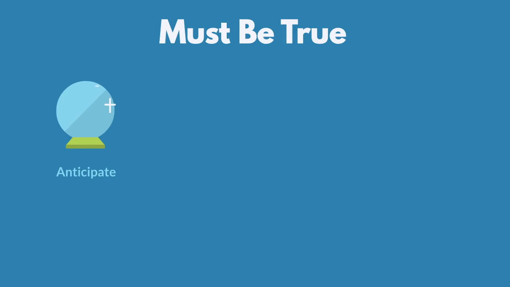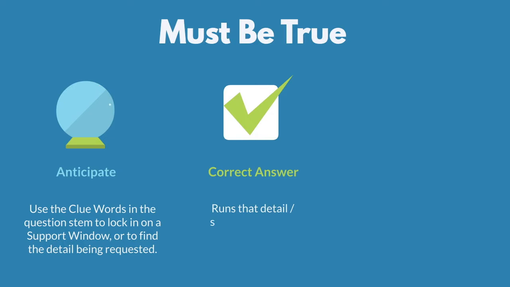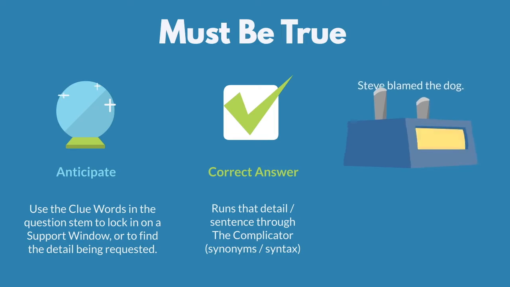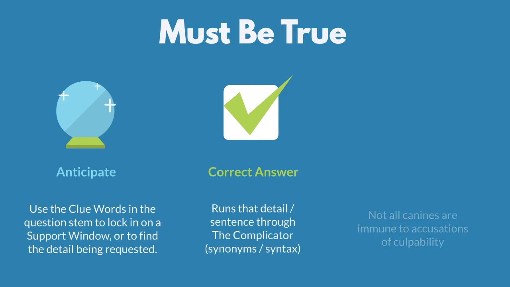In order to anticipate a correct answer, we start by just reacquainting ourselves with the available text. So you use the clue words in the question stem to figure out which sentence or sentences are being tested, kind of lock in on that support window. How are they going to make the correct answer hard? They're going to say it back to us in a weird way. I like to think of them processing it through some sausage grinder called the complicator, where it converts things with different synonyms or different syntax so that you get the same meaning, basically, but it's presented in a weird way you don't recognize.